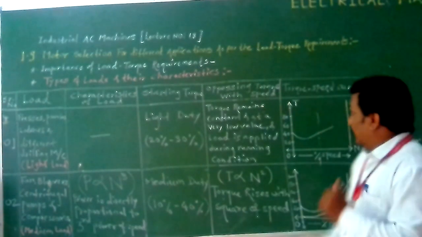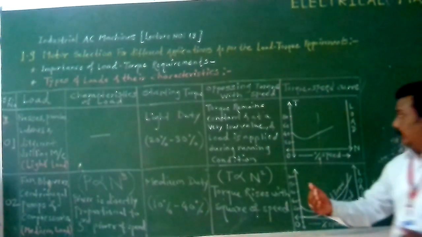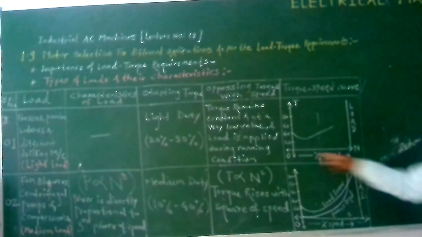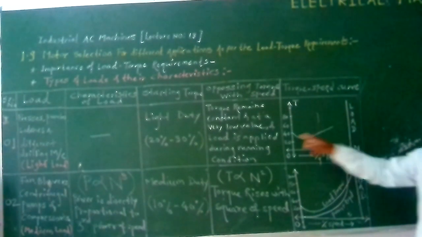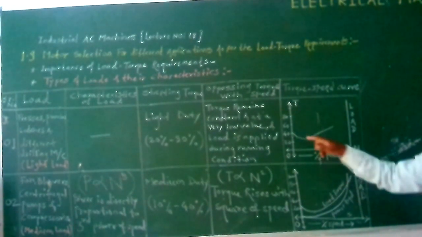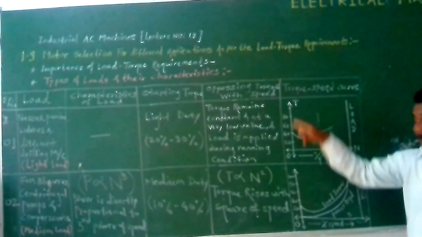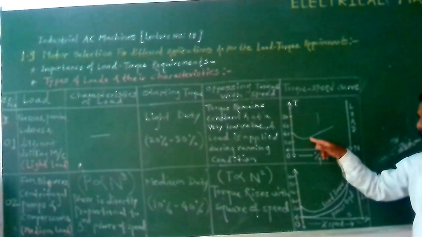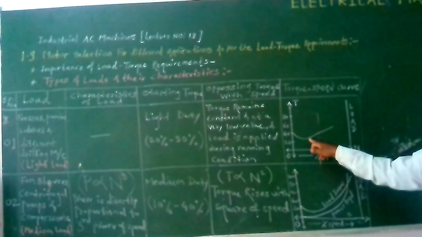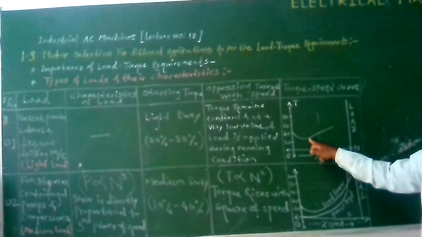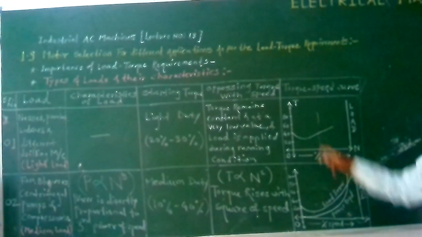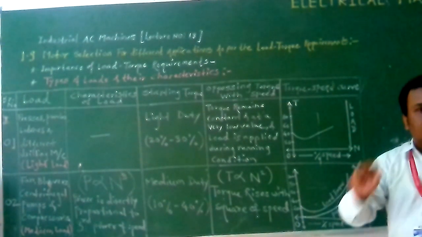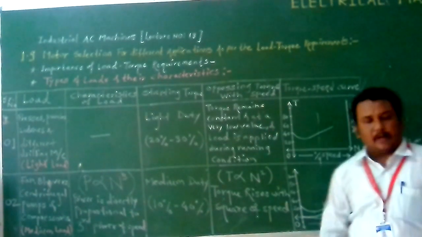Okay, now its torque speed characteristics. Here torque is on the y-axis and speed is on the x-axis. Starting is near about 40% of the rated torque, and then it slightly decreases. Then during some over voltage, over current or load variation, it gradually increases. This is the torque speed curve of the light load applications.